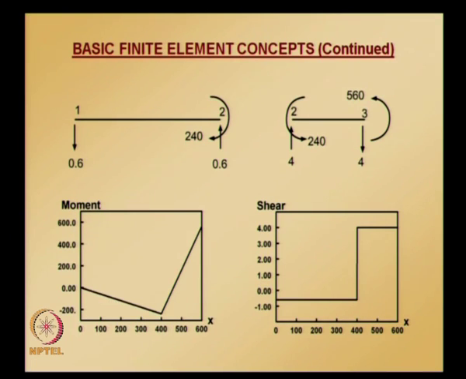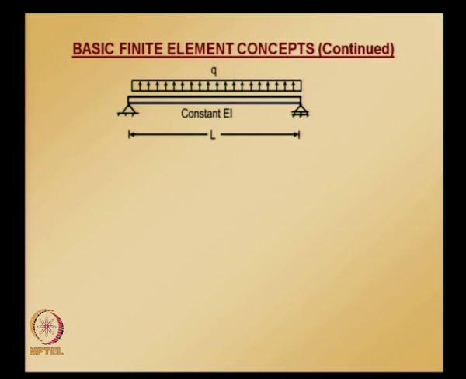So, the 2 node beam element that we developed is based on a cubic trial solution, and it gives the exact solution for a prismatic beam subjected to concentrated loads. However, when the beam is subjected to distributed loads, the standard finite element solution gives nodal displacements, that is the displacements and rotations at the nodes, that are exact, but moments and shears are not very good.